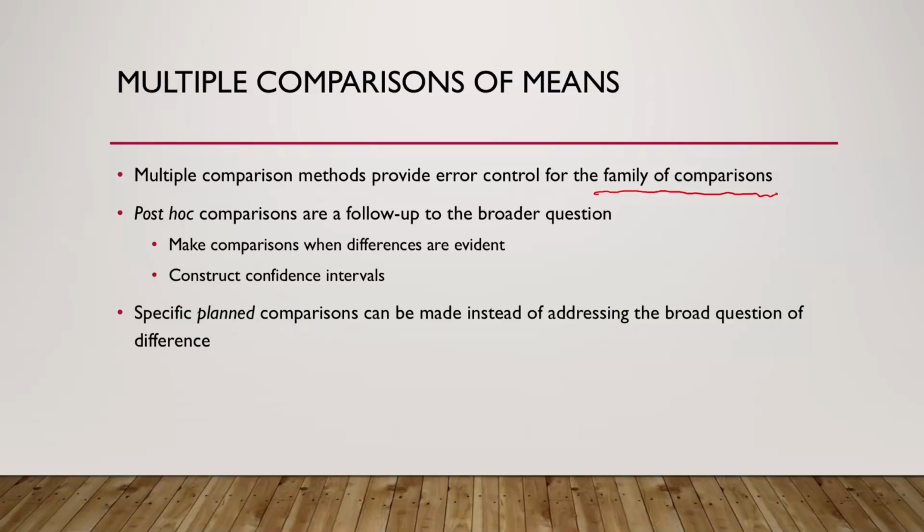So with post hoc comparisons, we make comparisons when differences are evident. That is, when we have detected a difference using the more powerful omnibus test. So we're really taking advantage of both worlds here. We're getting more power with the omnibus test, but then if that indeed plays out, that there is a difference, then we can go on and construct these confidence intervals for each of the individual differences.